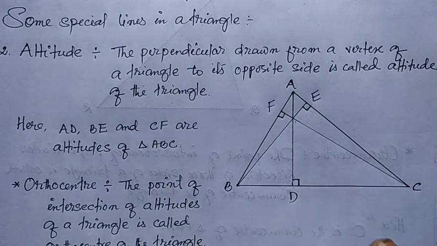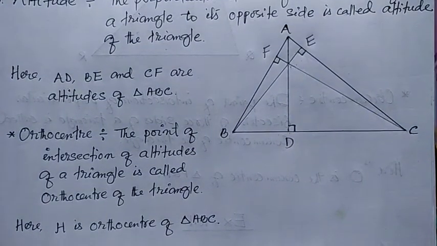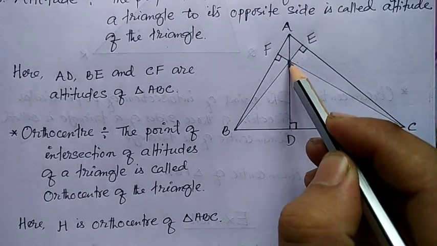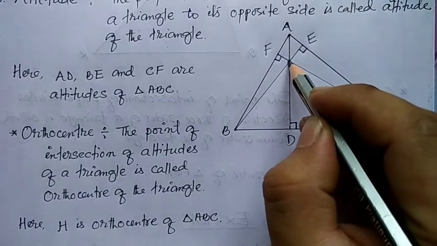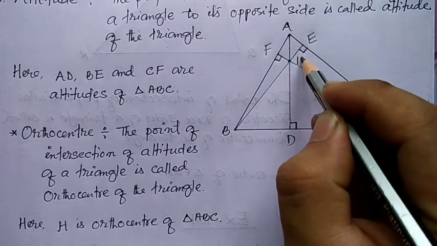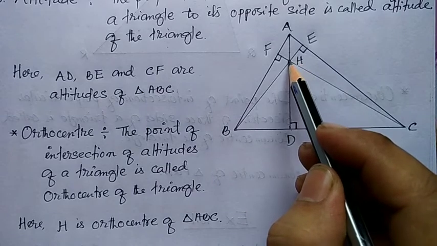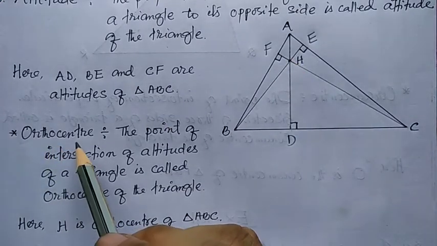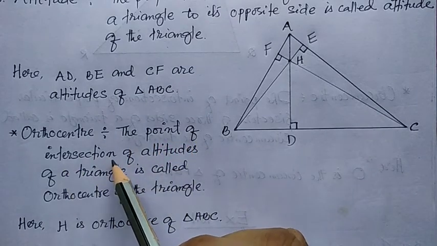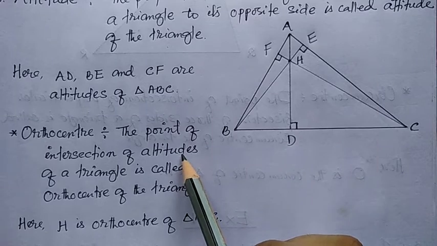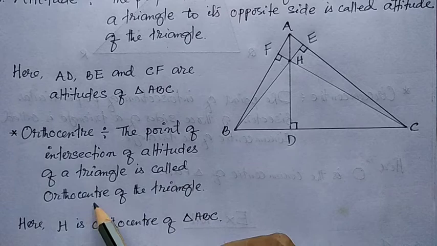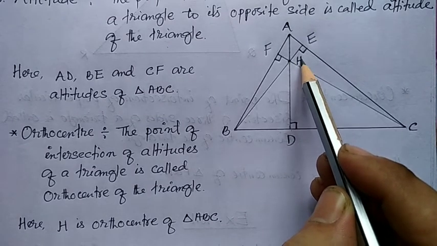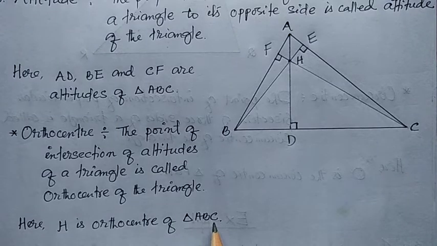Again, if you observe carefully here in the figure, these three altitudes are meeting each other at one point. Do you see that? You can see the three altitudes intersect each other. They touch each other at one point. Let's name this meeting point, let's say, H. Then this H, which is the meeting point of the three altitudes of one triangle, is called the orthocenter. The point of intersection of the altitudes of a triangle is called the orthocenter of the triangle. If you look at this figure, the point where the three altitudes intersect, we name it H. So here H is the orthocenter of triangle ABC.